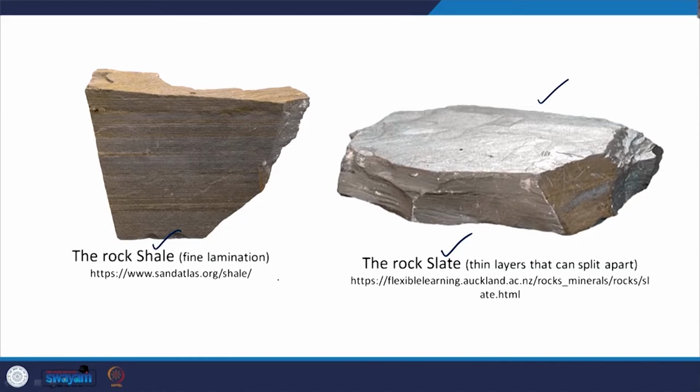Sometimes original bedding is visible on foliation planes. See, slate when struck will ring, unlike shale which will make a dull sound, a thud. So when you break it, it has a more crisp sound as compared to that of shale, and that is how you can identify these two rocks from each other.